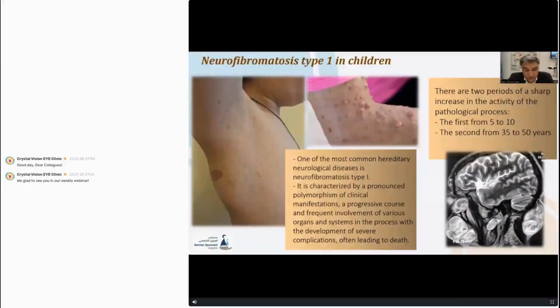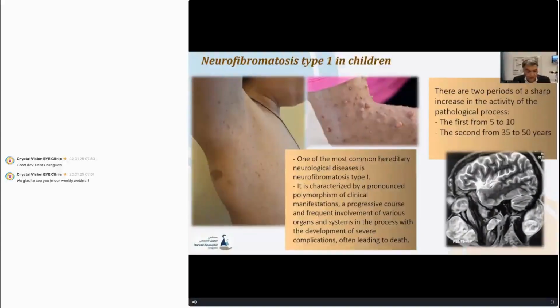One of the most common hereditary neurological diseases is neurofibromatosis, or Recklinghausen's disease. It is characterized by pronounced polymorphism of the manifestations, progressive course and frequent involvement of various organs and systems, leading to severe complications. This disease often leads to a fatal outcome.